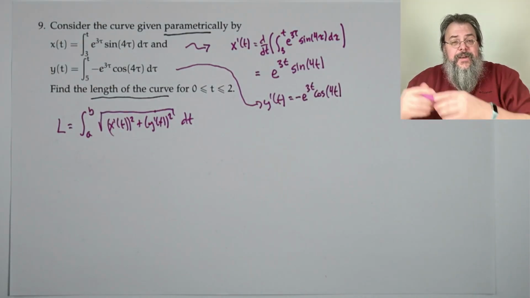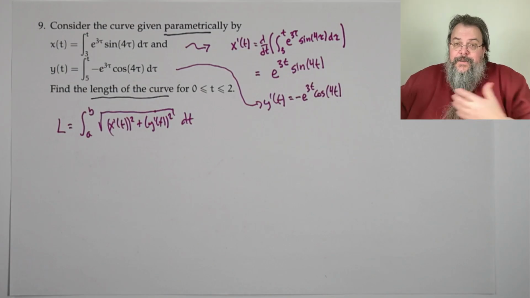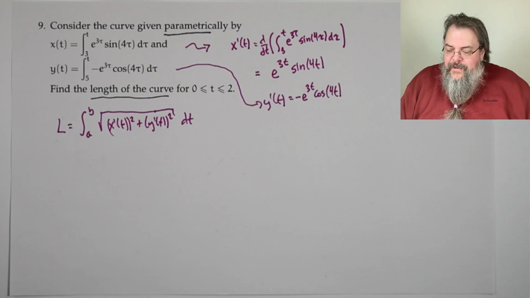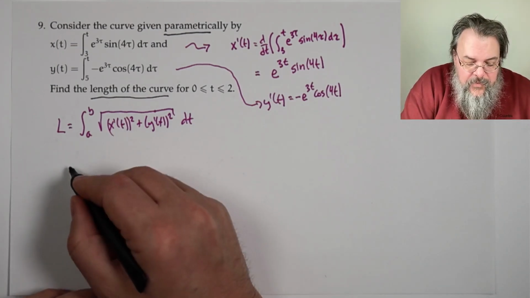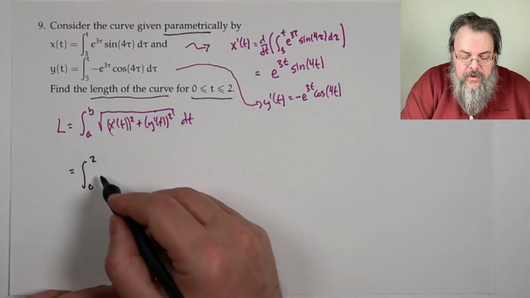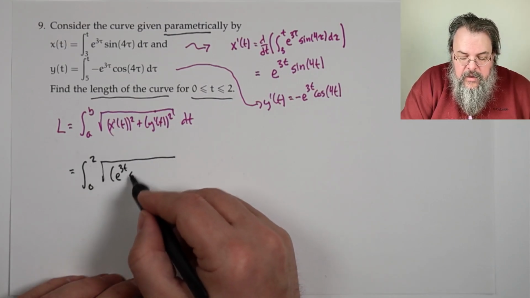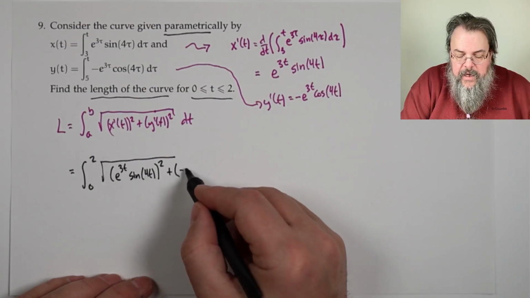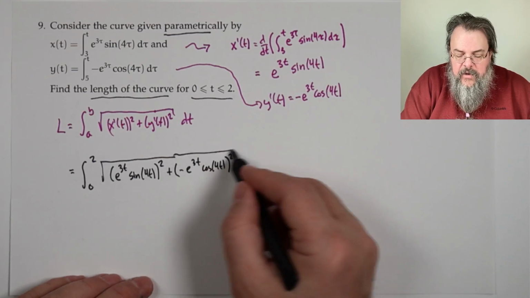Because they wrote our x and y as these integrals, x prime and y prime are just the things we're trying to find the integrals of. Hopefully that'll help make our computation a little easier. So here we go. We're going from 0 to 2, as we read there. The square root of e to the 3t sine of 4t squared plus minus e to the 3t cosine of 4t squared.